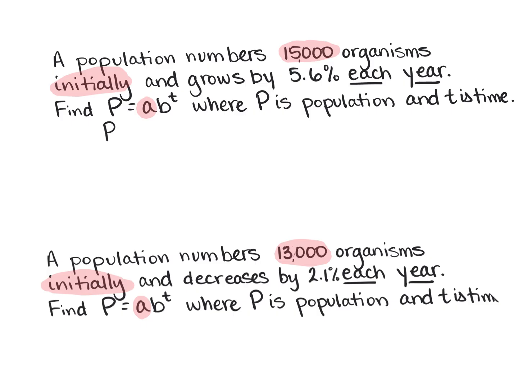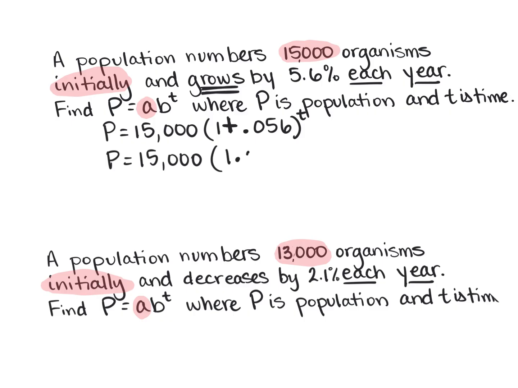So the first thing I'm going to do is P is equal to, for this one we have 15,000. And then B for us is not just B, but it's 1 plus or minus R. Okay? So for us, we are growing. All right? So if I'm growing, this is a plus sign. And then we have 5.6%. So I have to change that to 0.056. And we raise that to the t power. So it says to find the equation given over time t. So this would be 15,000 is your initial amount. You have 1.056 raised to the t power. And that's all that question wants you to do, is come up with an equation.